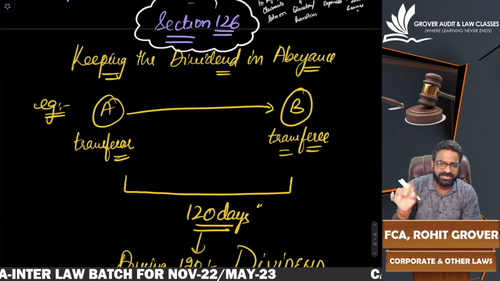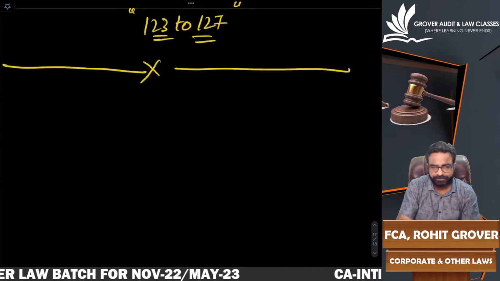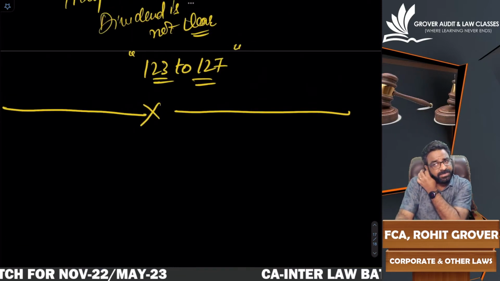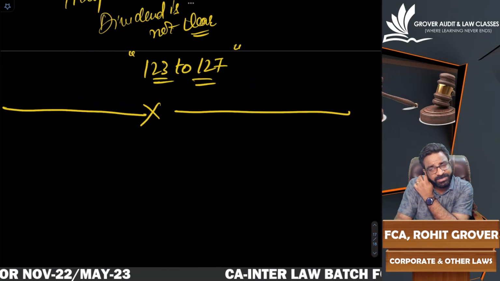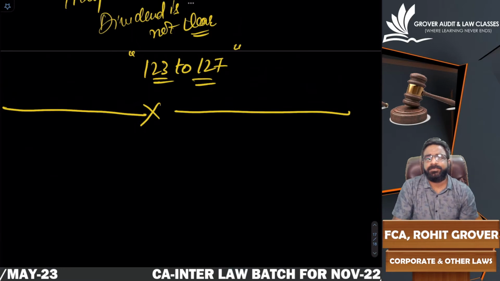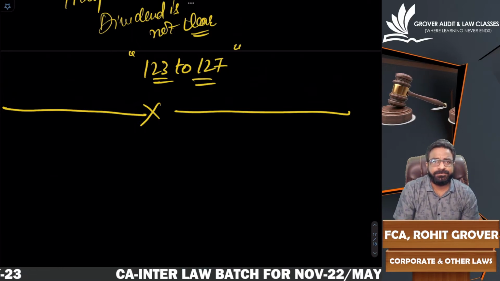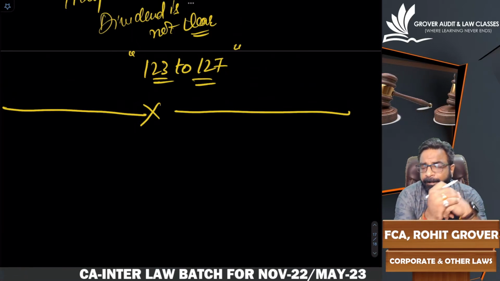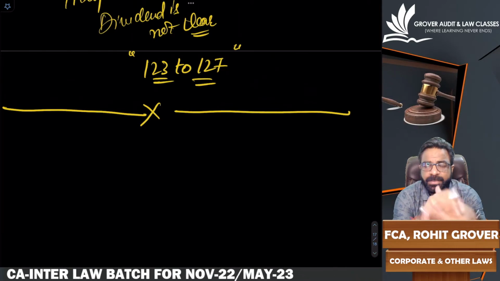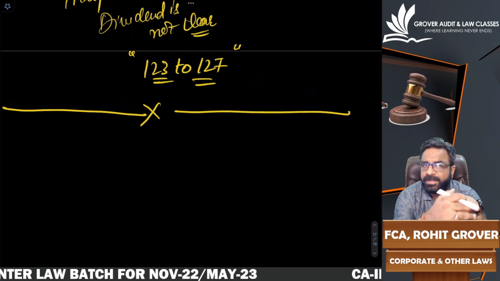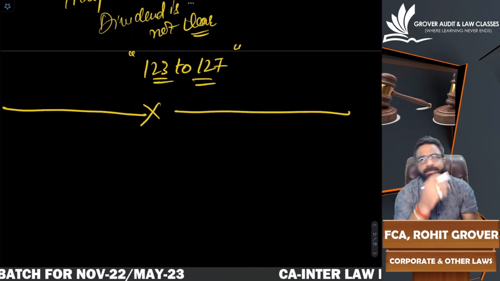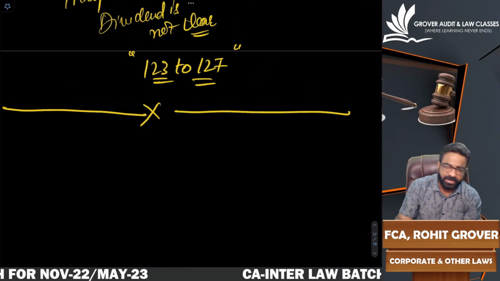Is everyone clear about this chapter? Please let me know in the comment box. Did you all understand the dividend provisions? Waiting for your reply. Quickly, everyone. Do the reply so that I can move forward. Okay, great. So with that, the 123 to 127 chapter is over.